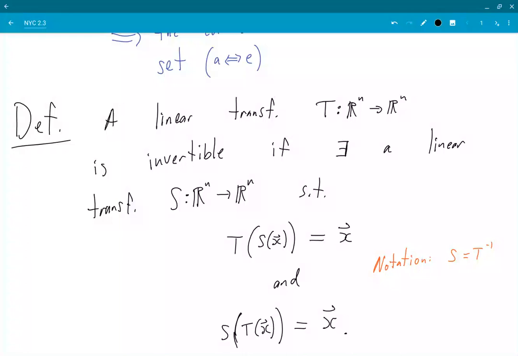Okie dokie. One thing more about this definition. We have some notation here. Okay, we call S T inverse. So copy that into your notes. We're just going to leave this linear here.